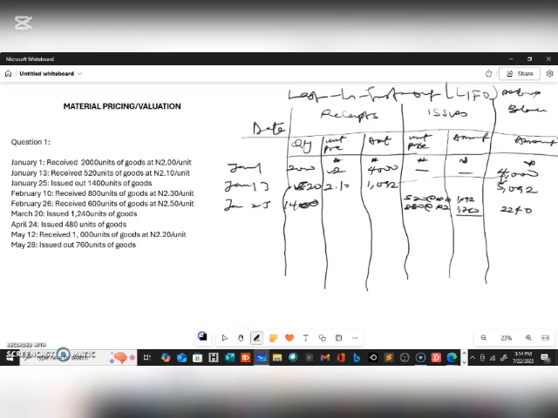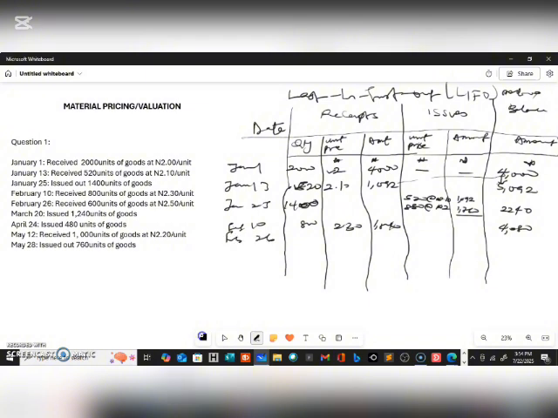So I hope I can finish this. Let's move on. February 10, I'm going to be quick with my presentation. On February 10, we received 800 units, 800 at 2 naira 30 kobo. Okay, so this will give us 800 times 2.30. This will give us 1,840. So which we are going to bring in. So we're going to add it back to this, plus 2240. So we're going to be having 4080.